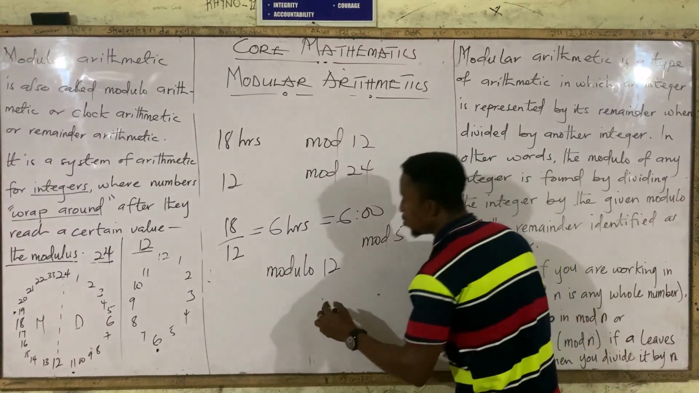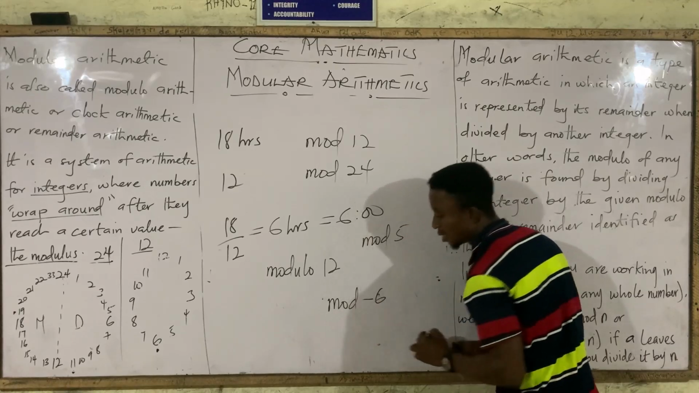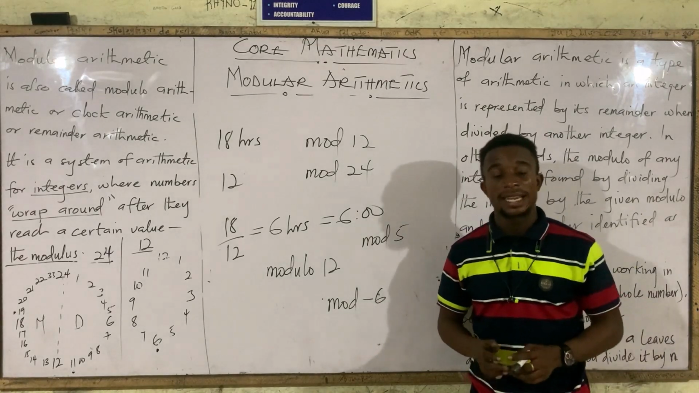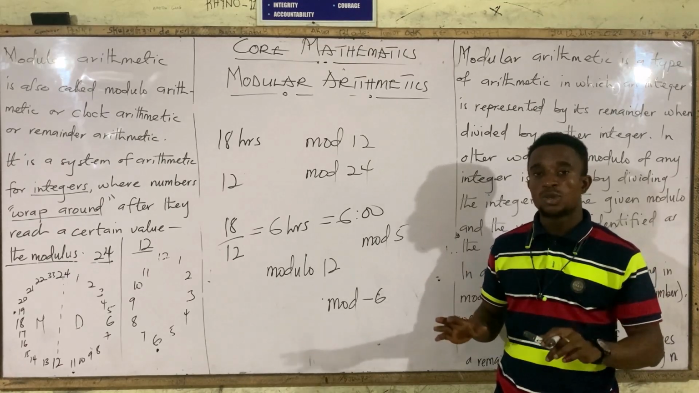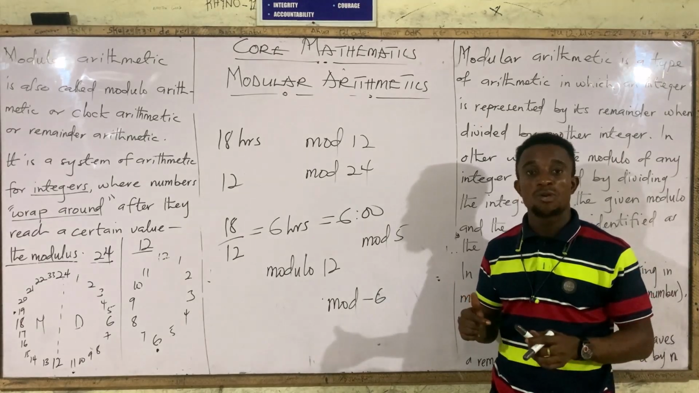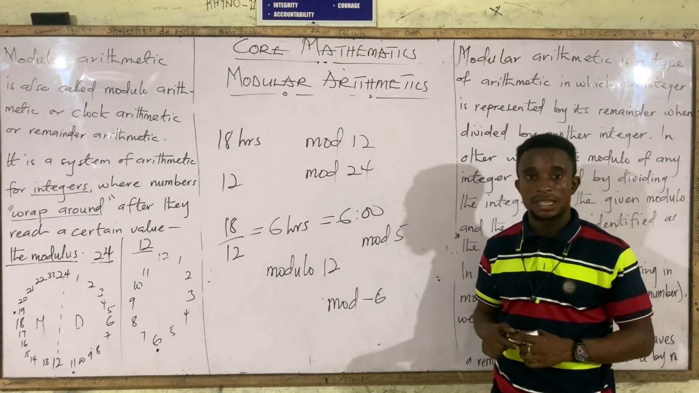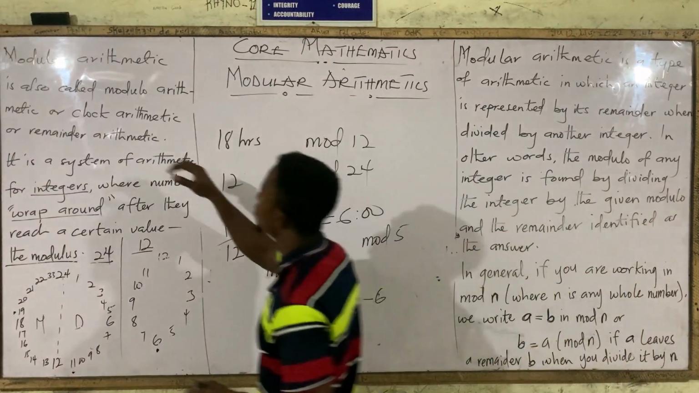So there is no way we will give you what? Mode, let's say negative 6. No, it doesn't work. It doesn't happen anywhere. Are we getting that? So all that we are going to be doing, you will see what? Mode, and the mode number will always be what? Positive. Please, do we get that? Okay, let's proceed.